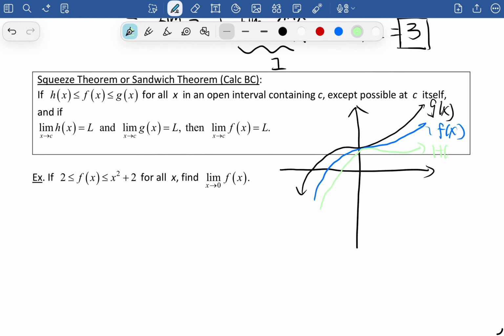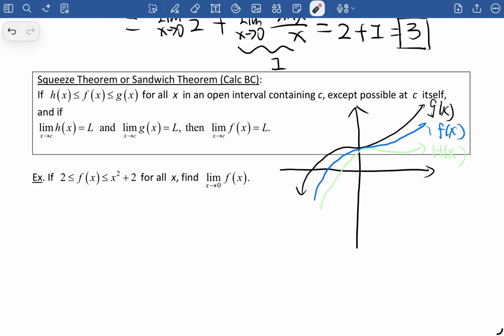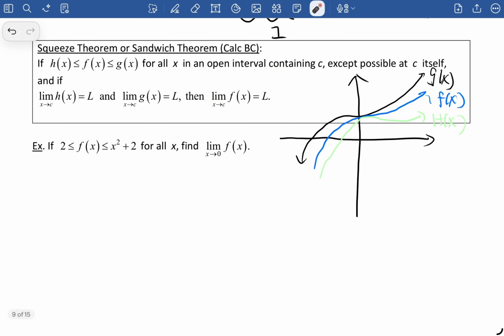This is h of x. So when h of x approaches a certain value, g of x, and then when h of x approaches a certain value, we know the middle function is also going to approach that value because it's squeezed to a certain value. Let's just try an example.